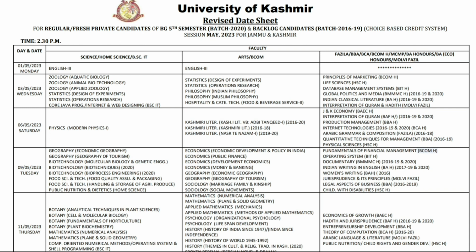So as per this date sheet, the time for paper is 2:30 p.m. The first paper is on 1st of May 2023 and the day is Monday for all faculty, and the paper is English 3rd. Second paper is on 3rd of May 2023.